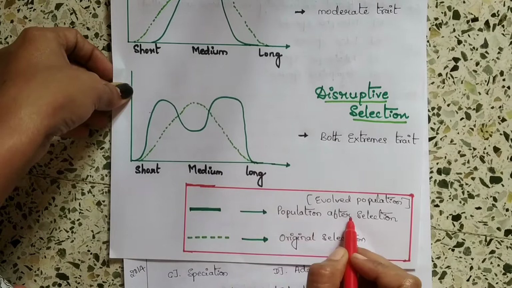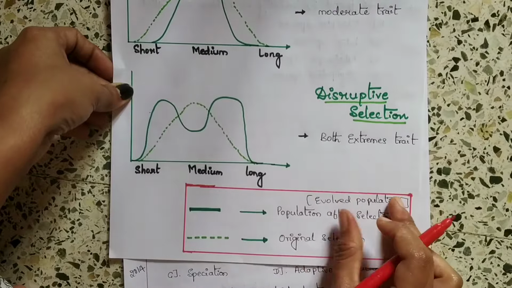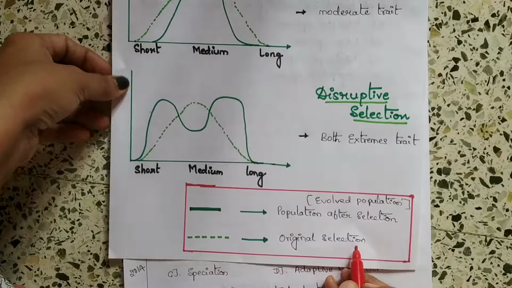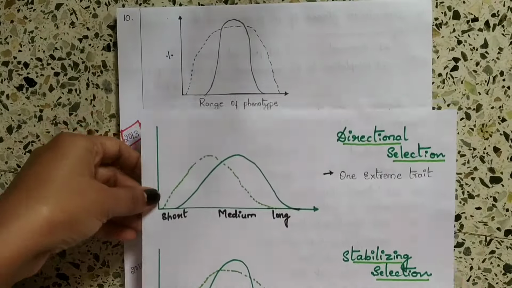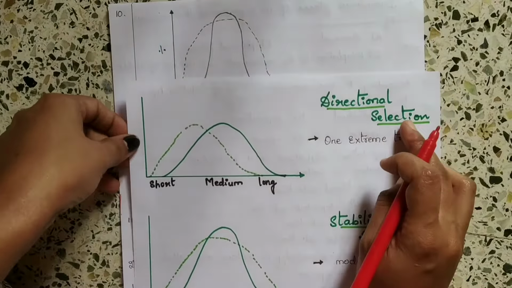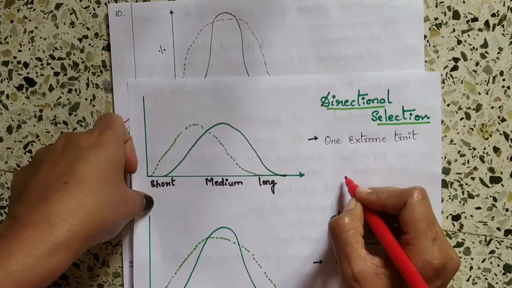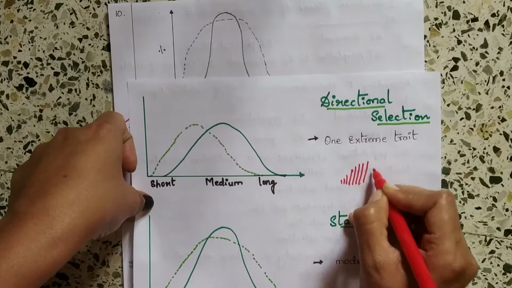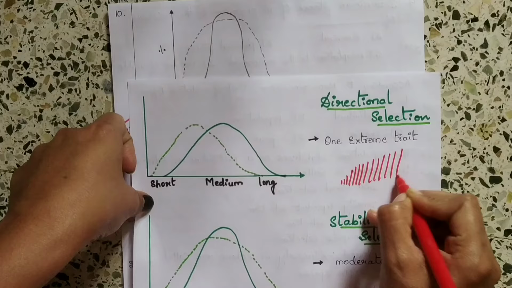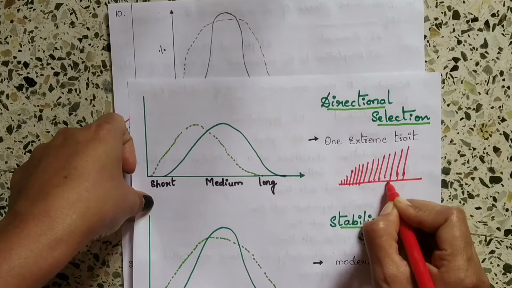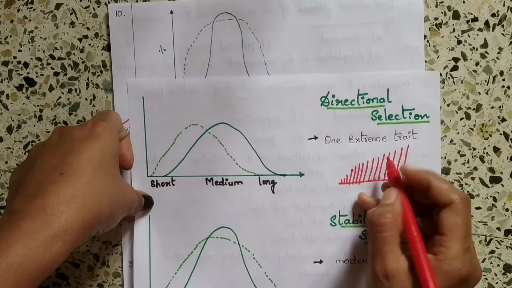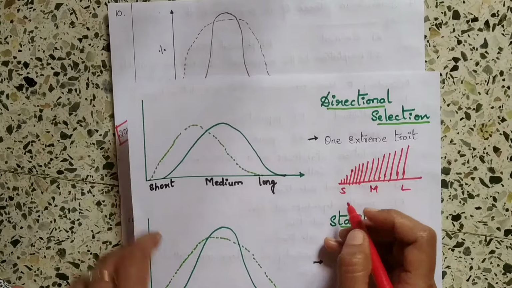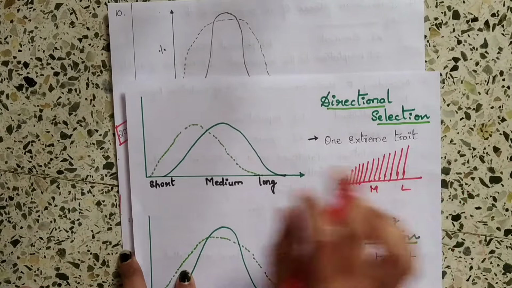Okay, that is the population after selection, which represents the evolved population, and this dotted one represents the original population. In the case of the first one, directional selection, take a scenario like this: short, medium, long. I'm taking this character to help you understand.